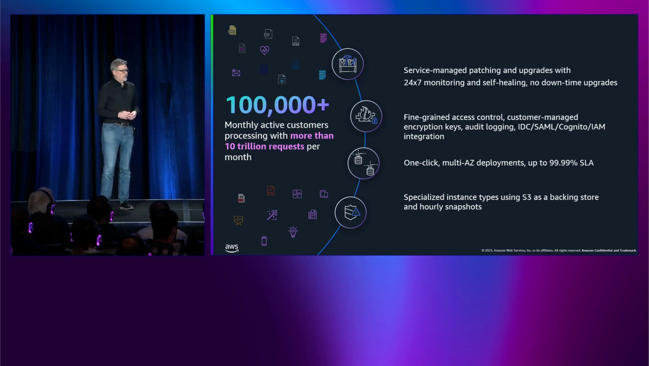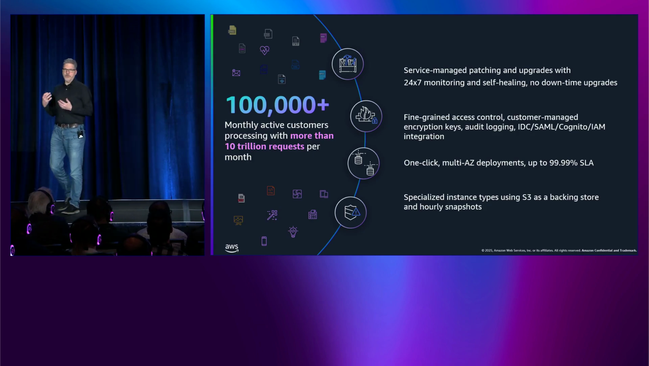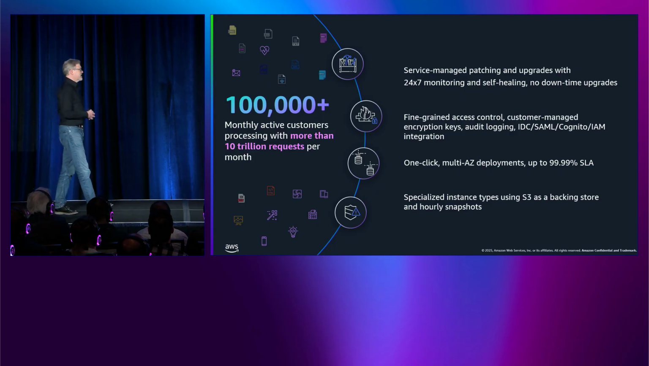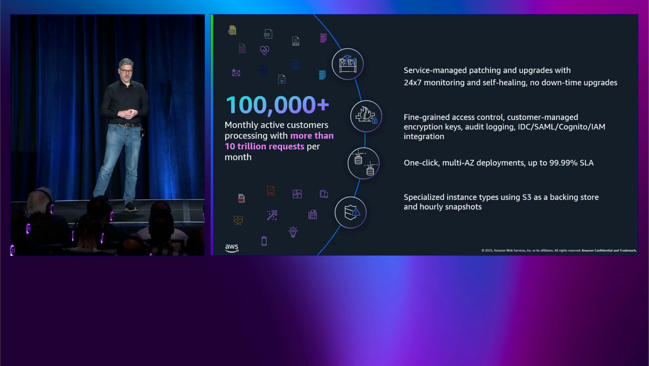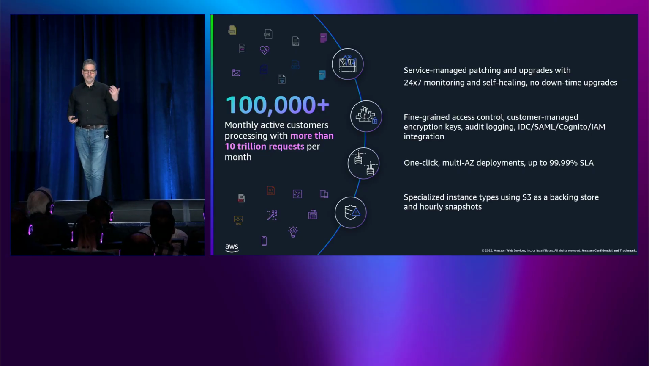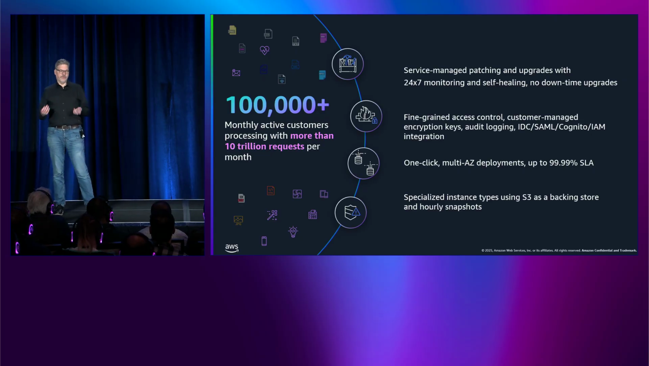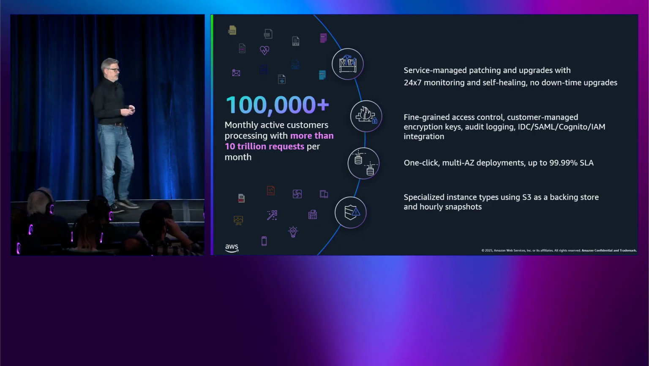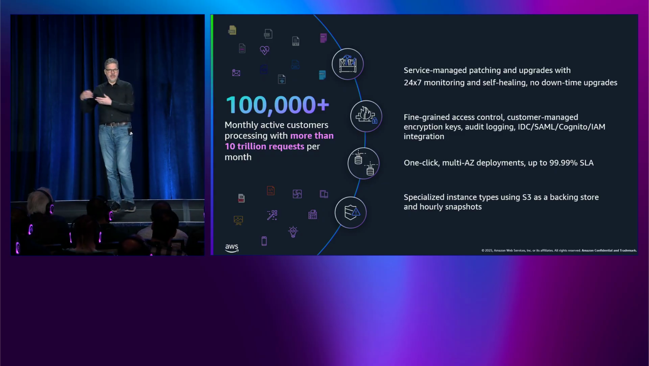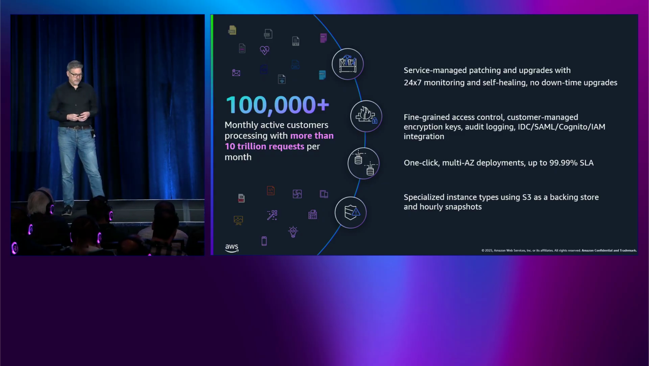And as evidenced, over 100,000 active customers use the service today. We process more than 10 trillion requests per month on the service. It gives you self-managed patching, one-click upgrades, 24/7 monitoring, self-healing, no downtime. You can completely change your topology with a click of a button, and no downtime. We'll do a blue-green and move you to a completely new environment.